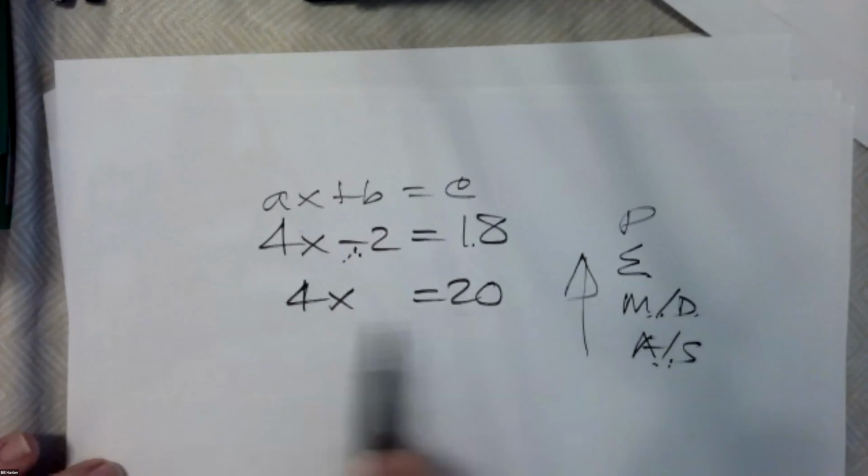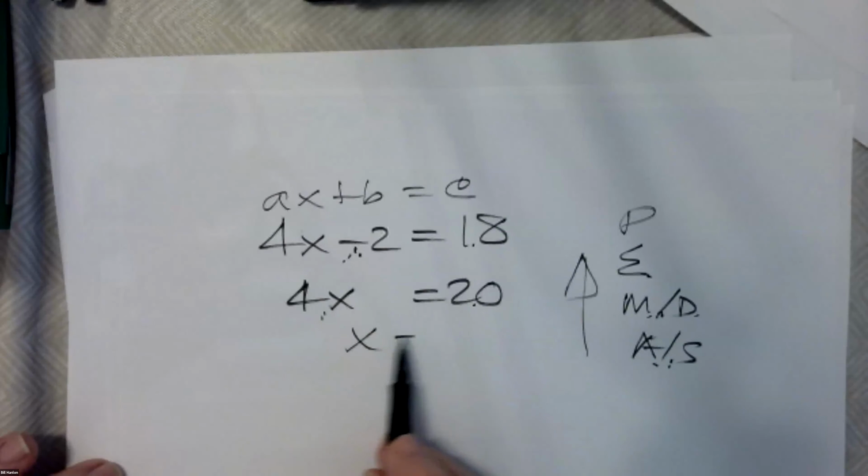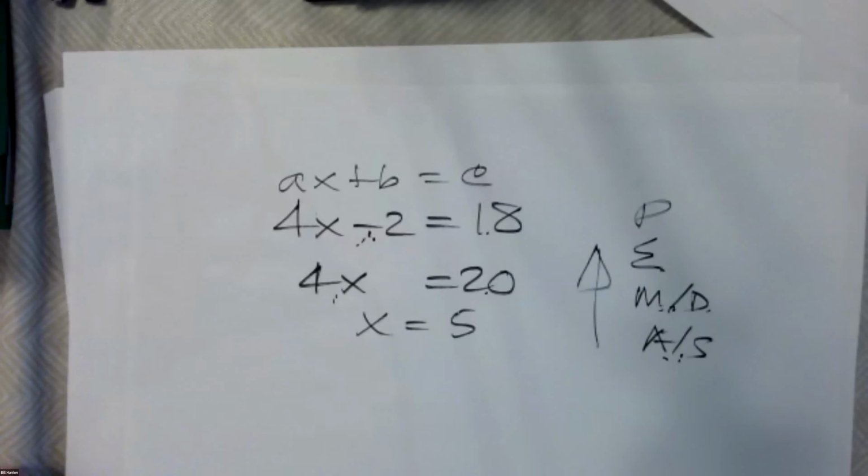I now look at this and I have a multiplication. How do I get rid of a multiplication? I do the opposite, divide by 4. So x equals 5. Now, the nice thing about math is you can never make math more difficult. All you can do is make it longer.